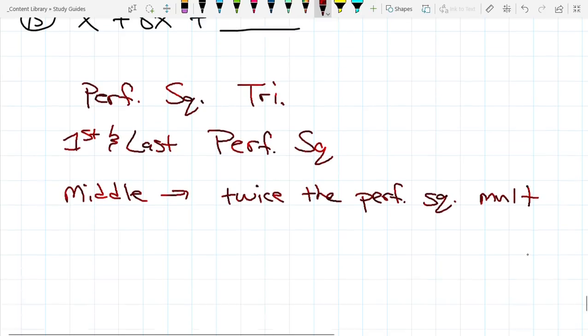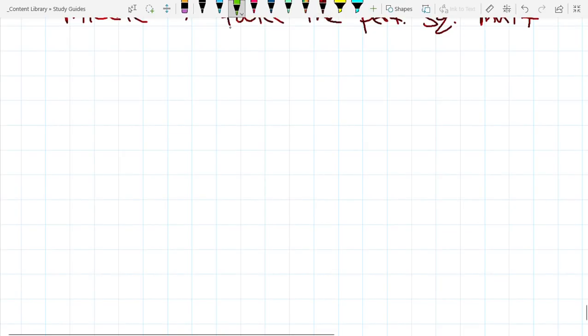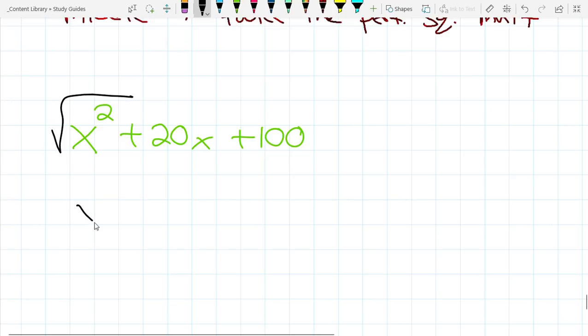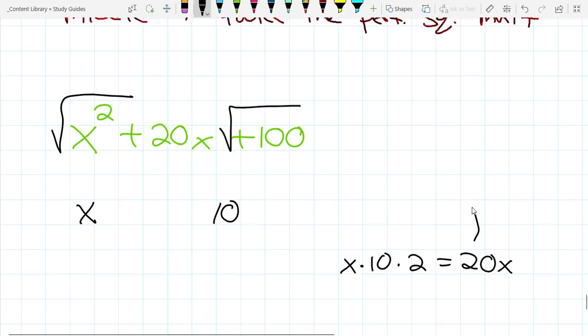So for example, let me start off with one before we complete one. If I had x squared plus 20x plus 100, this would be a perfect square trinomial because the first term has a perfect square, which is x. The last term has a perfect square, which is 10. And if I do x times 10 and then double it, I end up with a 20x, which is exactly what was in the middle.